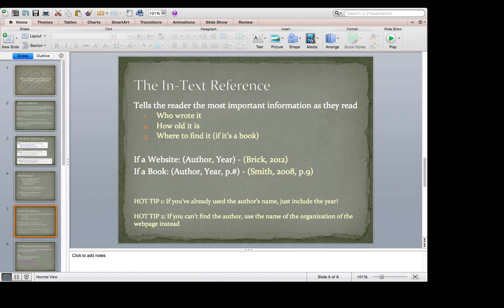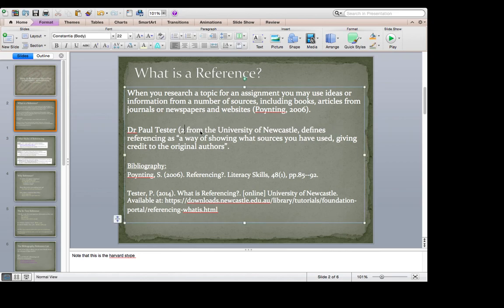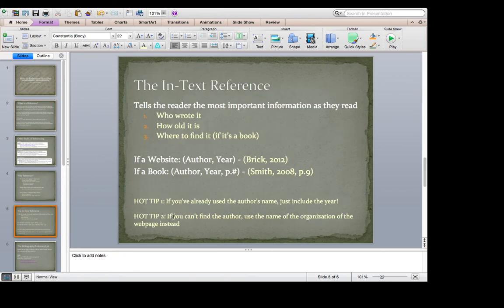Hot tip 1. If you've already used the author's name, just include the year. You can see I did that for the second reference. This time, I didn't include the name, just like the first time I included the name, since I'd already mentioned the name in my standard writing, I just put 2008 there. Now notice, I could actually also put that at the end. You don't have to put it at the end, but just put it in a place where it makes sense, where it doesn't really distract from the overall paragraph. Hot tip 2, if you can't find the author, use the name of the organisation of the web page instead. If it's a really long web page, you might like to even abbreviate that into the acronyms of it.